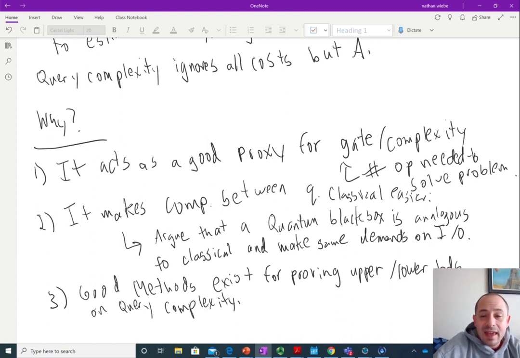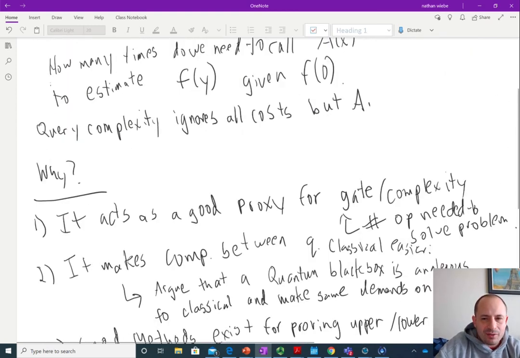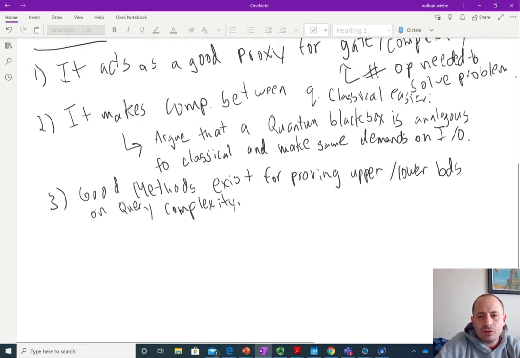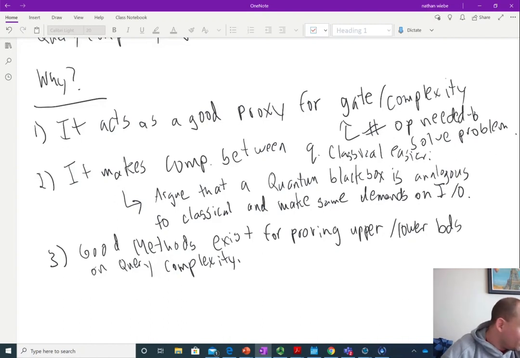Whereas in general, gate complexity is very, very difficult. In fact, some of the biggest open questions in computer science are about comparing the time complexity of different classes of problems. And most of these big questions don't have answers yet. So I'm going to take a bit of a digression, because query complexity does a decent job of shedding light on many of the questions that we have about computational complexity classes.